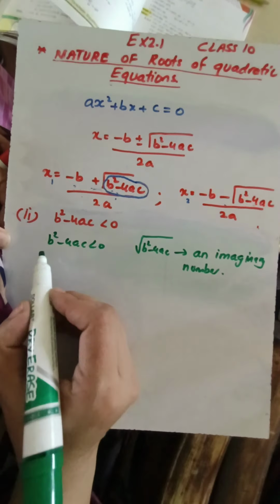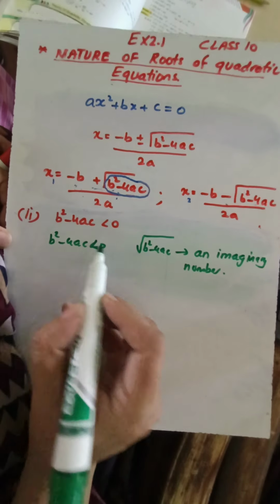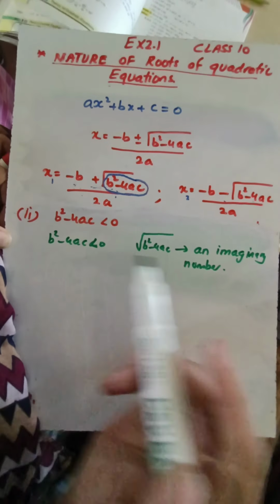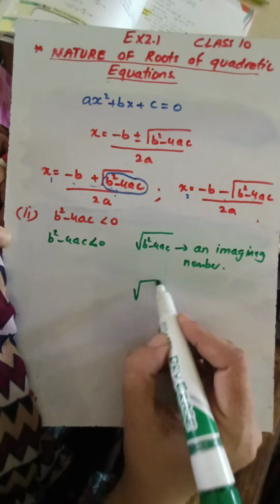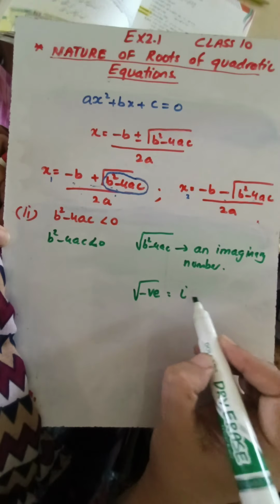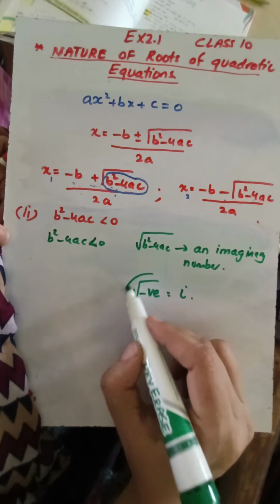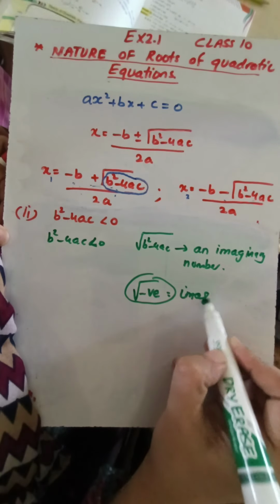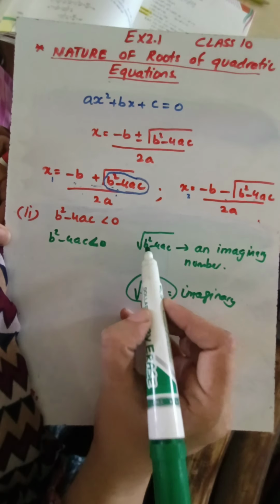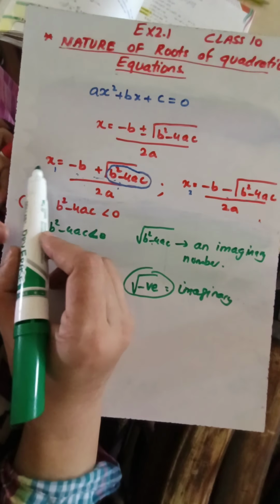Note that b square minus 4ac is not an imaginary number, it is some negative number, but we know that the root of a negative number is always imaginary. Whenever we have a negative number under the radical sign, we always get iota and some number over here, and this whole number is always imaginary. So if b square minus 4ac is less than 0, it means under root b square minus 4ac will be an imaginary number. And how will it impact the roots?